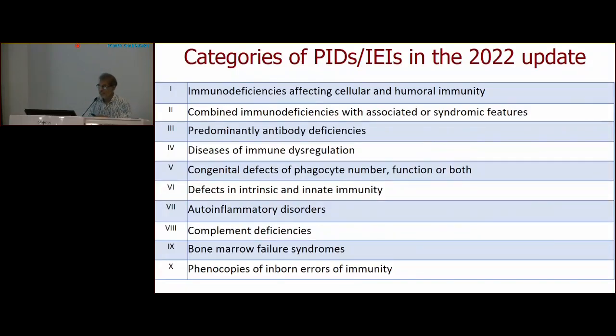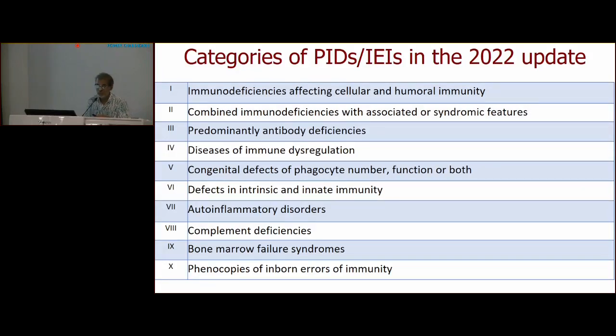The sixth category is defects in intrinsic and innate immunity, where the prototypic disorder is Mendelian susceptibility to mycobacterial diseases. And in the last decade, there has been an exponential growth. There are now 50 to 60 disorders in the category of autoinflammatory diseases, where there are usually gain of function mutations, where the patients have elevated inflammatory markers in the absence of infections. So they present with severe inflammatory manifestations. However, this is in the absence of infections because the immune system is in overdrive.